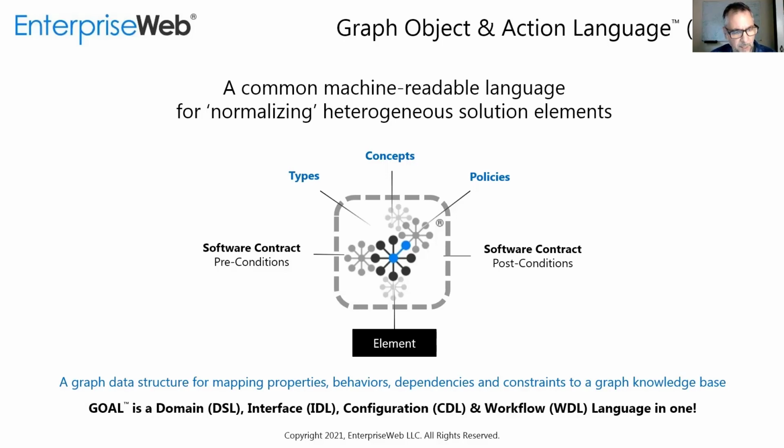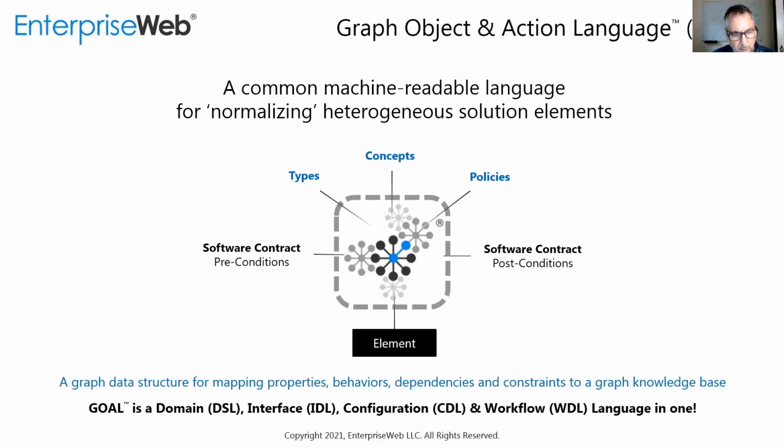You need to rise above this. So our language provides a graph data structure for mapping properties, behaviors, dependencies, and constraints of solution elements to a graph knowledge base. So we're talking about a very rich graph beyond data types. It's also functional types, which makes our language, GOAL, more than just a modeling tool, a domain modeling capability. It's a domain language, a DSL.